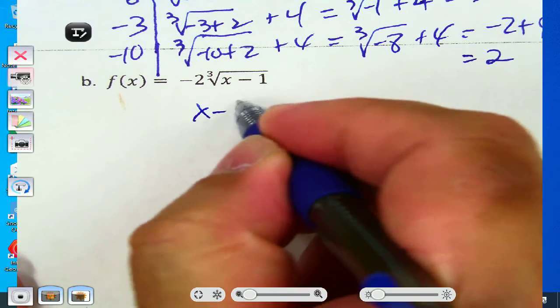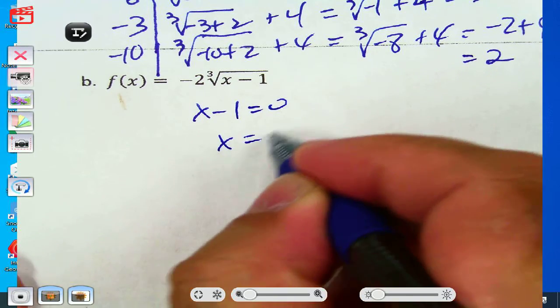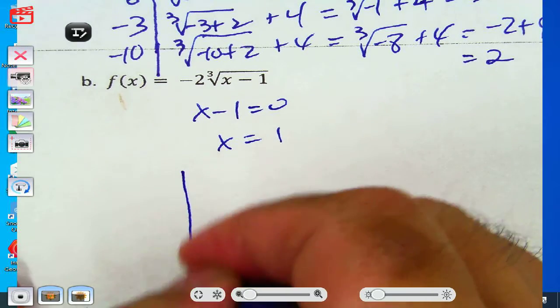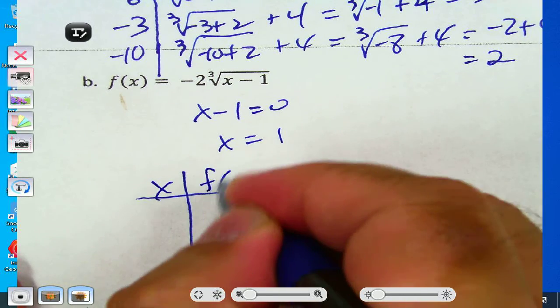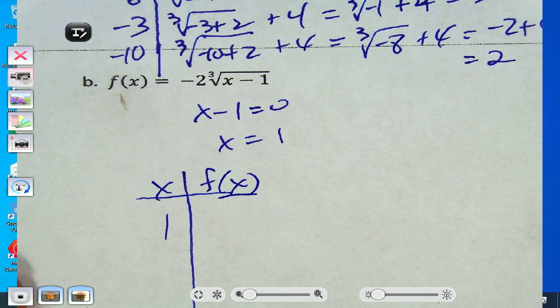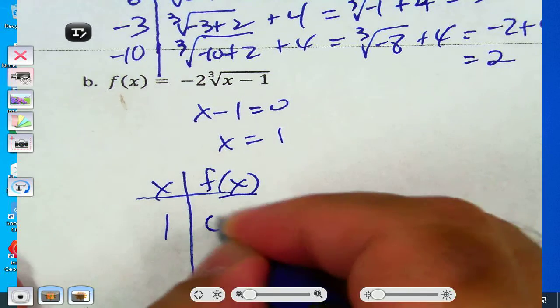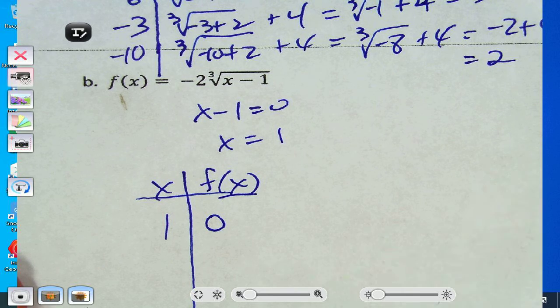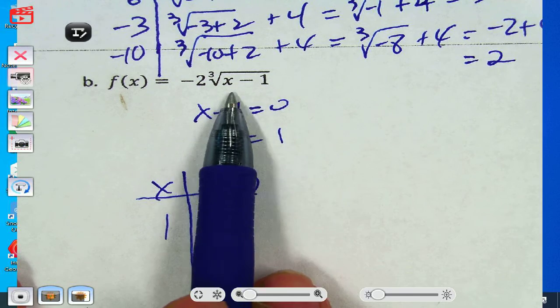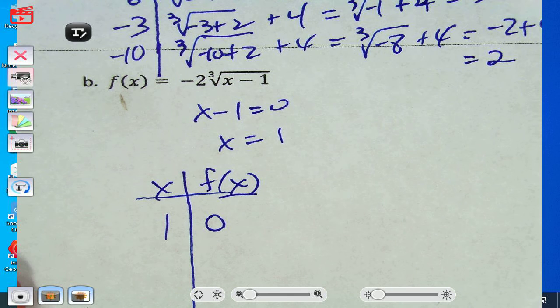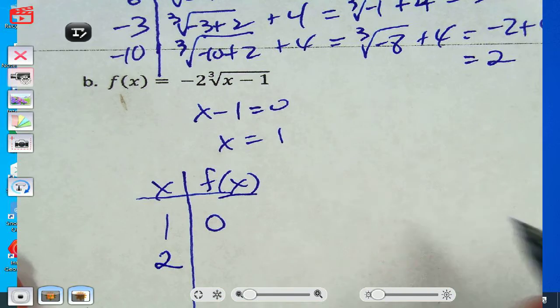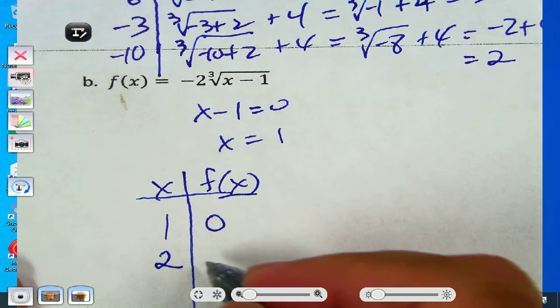Alright. Set the inside equal to 0. Solve for x. So you get x equals 1. So now we're plugging in 1. If you plug in 1, you get 0. Okay? So now we want to plug in a number so that the inside is positive 1. What minus 1 gives me 1? 2. So plug in the 2, and I get negative 2.